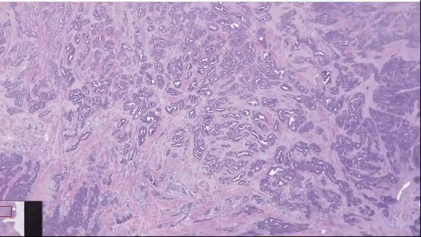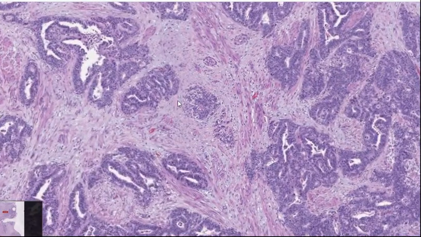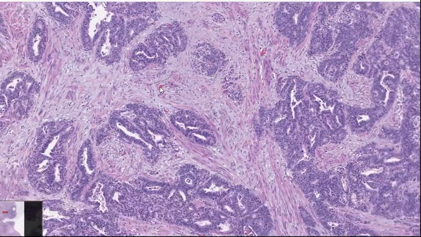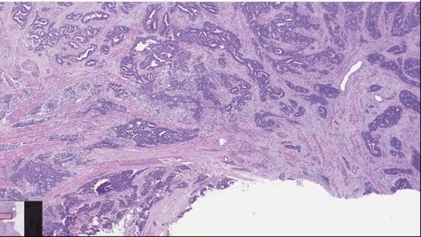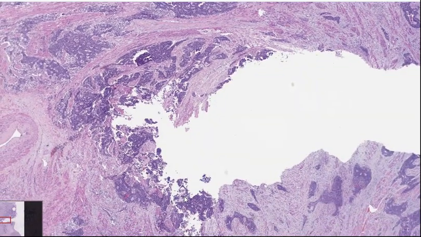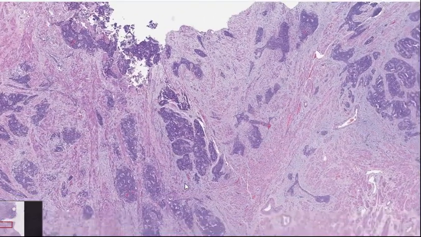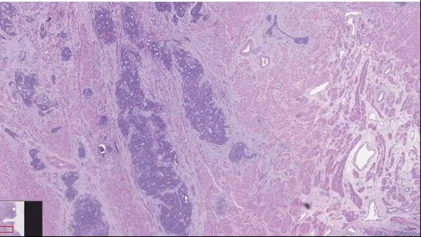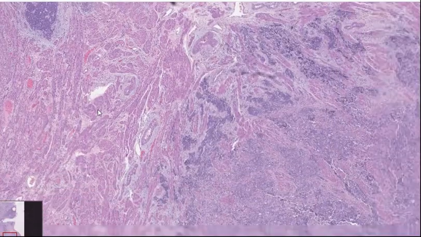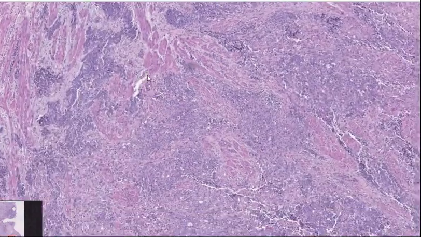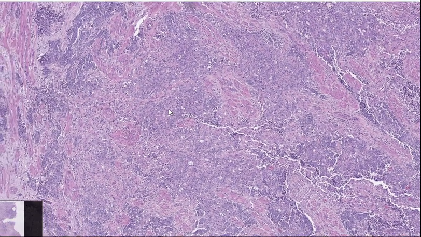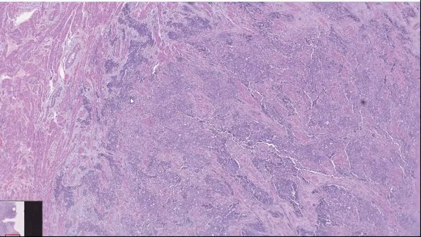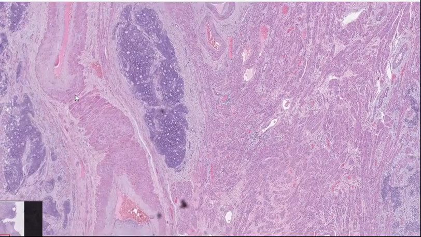Here we can see some papillary areas, and then there are some cribriform areas and tubular areas. There are also some short glandular patterns as we move around. There are cribriform areas also, and in this part of the tumor we can see some solid areas with high grade nuclear features. The nuclei become more basophilic in appearance.